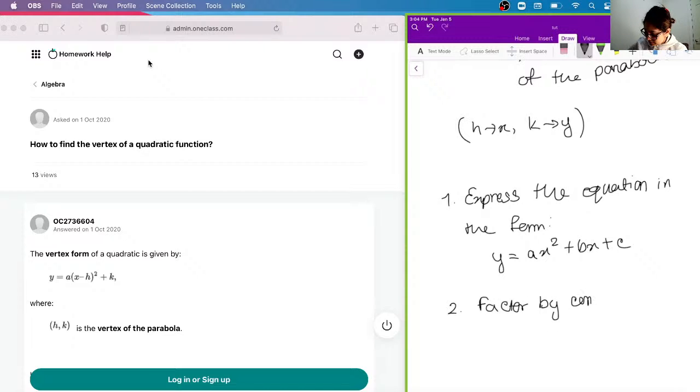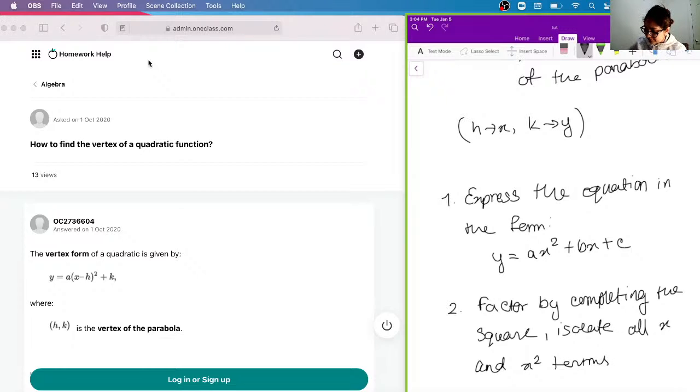So you basically have this equation, and to complete the square, you isolate all the x and x squared terms on the right side of the equation. Okay, so that's step 2.